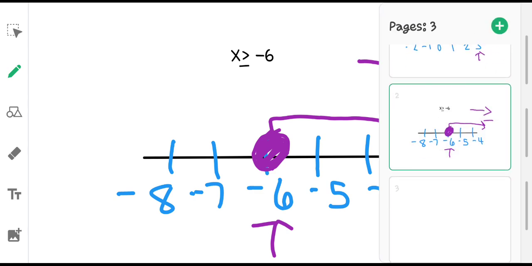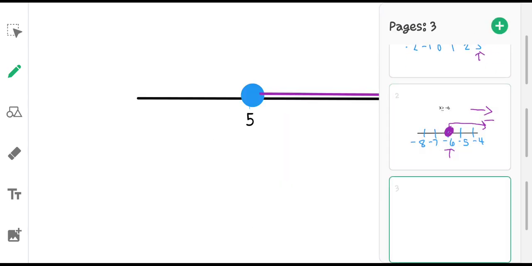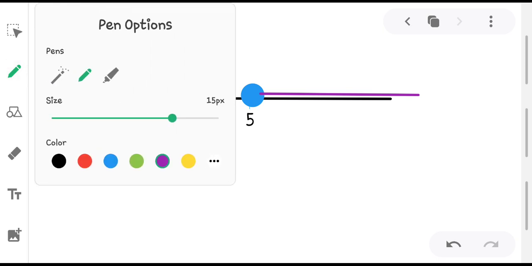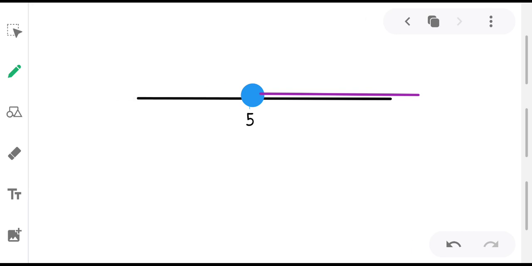Okay, and then the next question, the last one, this one goes with writing the inequality from a number line. So this one sometimes can seem a little bit harder. So this is kind of the picture. So we need to figure out what letter we want to use. You can use any letter in the alphabet. I like to use X. So I'm going to start with the letter X.